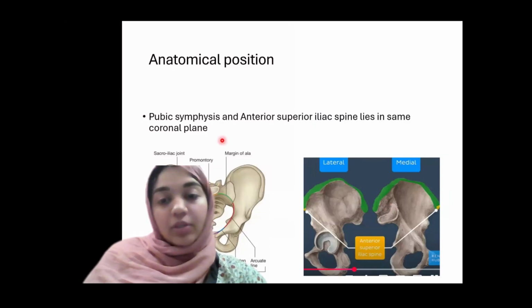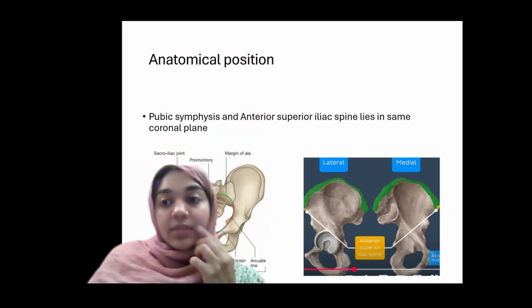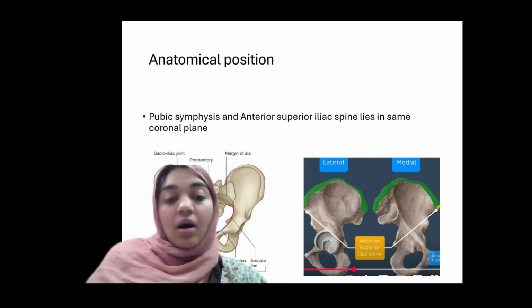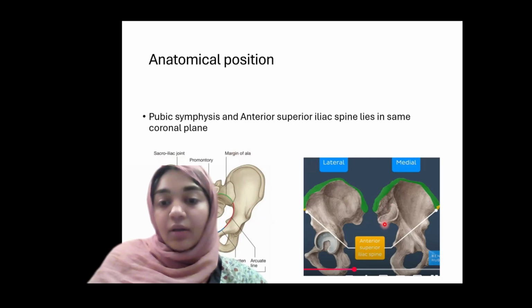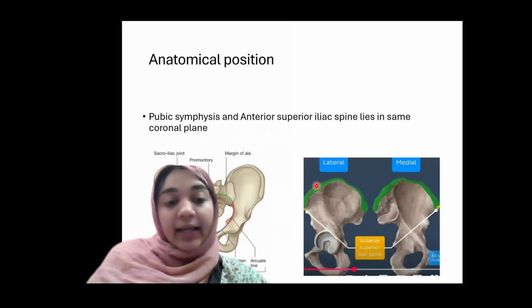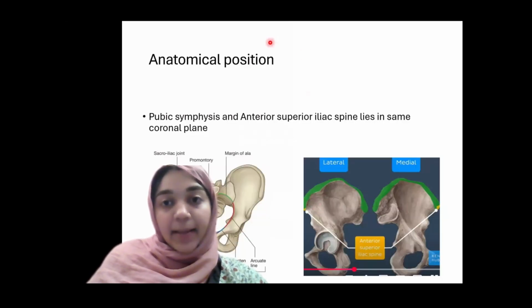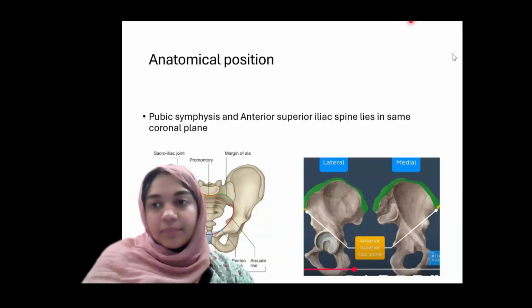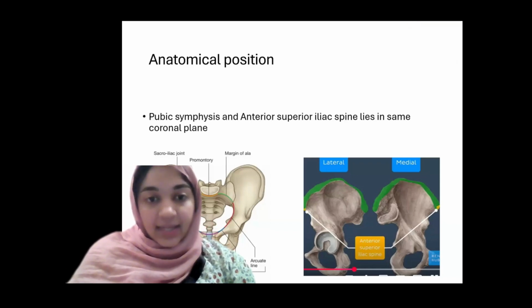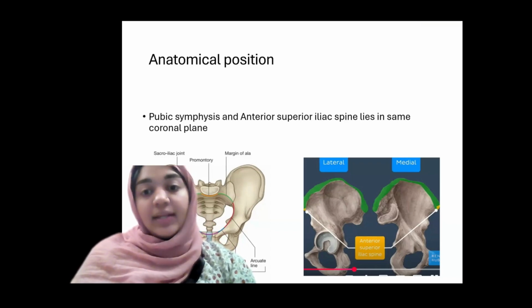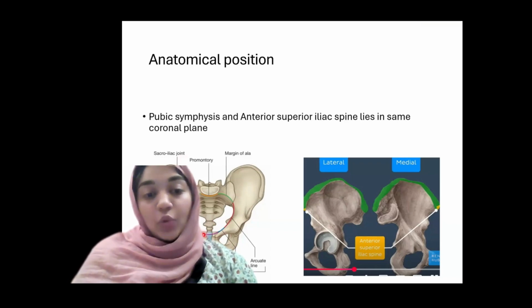Moving on to the anatomical position, I told you that the expanded end is upwards. The upper part of the bone is formed by the ilium, and then the acetabulum is directed laterally, and the pubis forms the anterior boundary of the obturator foramen, right? Now, as we can see in this picture, we have the pubic symphysis on the anterior side, and then we have the anterior superior iliac spine, which lies in the same coronal plane, right?